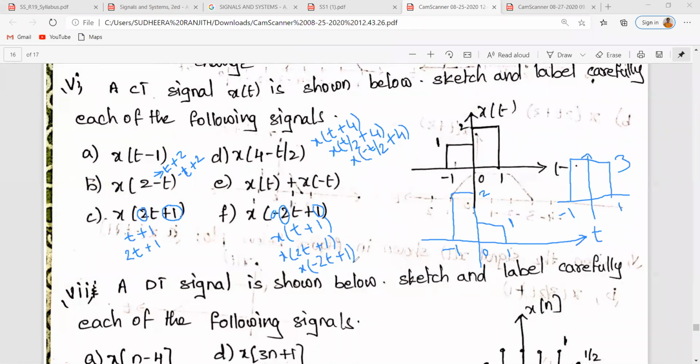So try to take the screenshot and try to solve the sums. Each and everyone try to take screenshots and try to solve these sums.